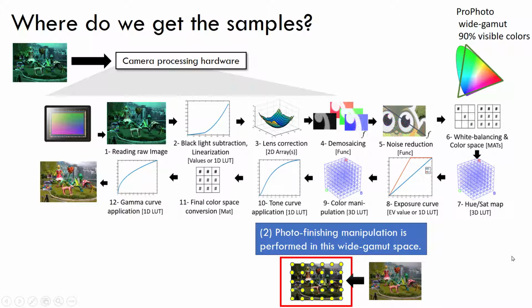Now again, where do we get these samples from? So remember, in the camera processing pipeline, we converted into the wide gamut ProPhoto. We did our color processing, our photo finishing, and right before we do the conversion to our final color space, we're going to extract these samples. So this is where we get the samples, right here.